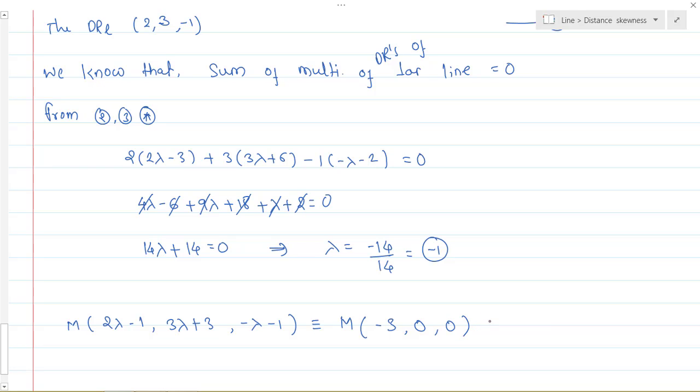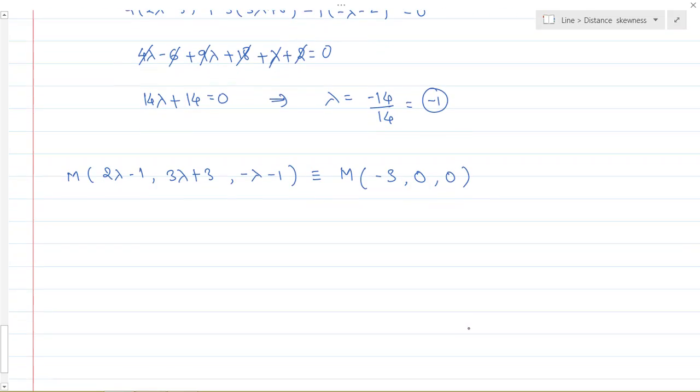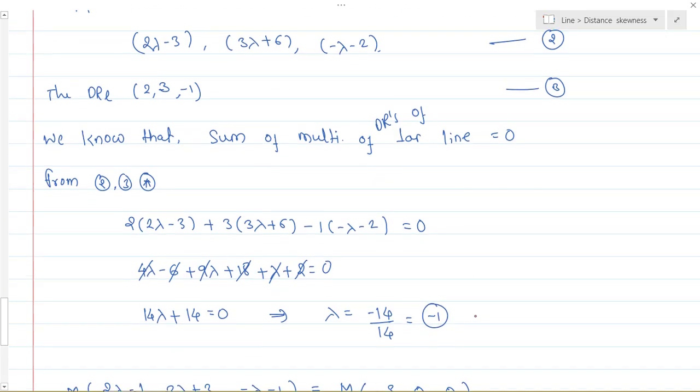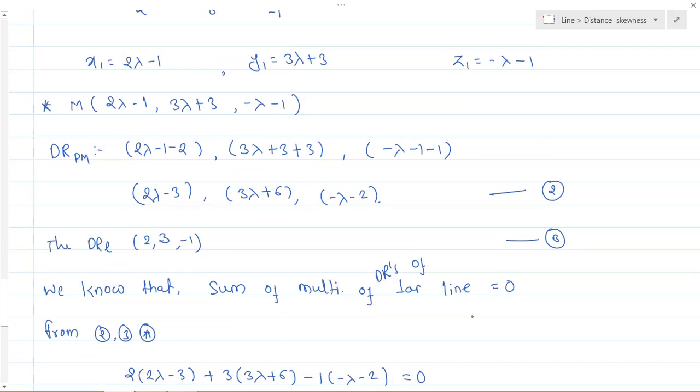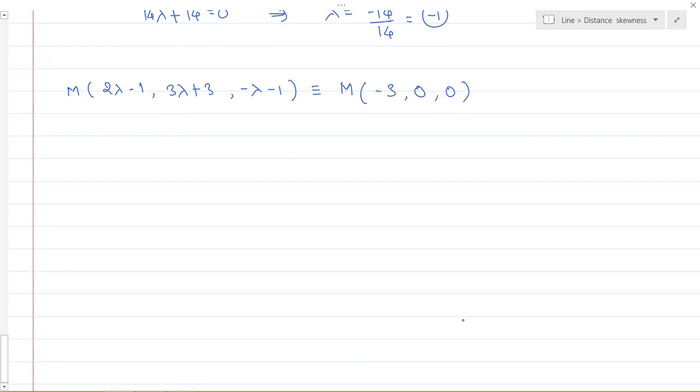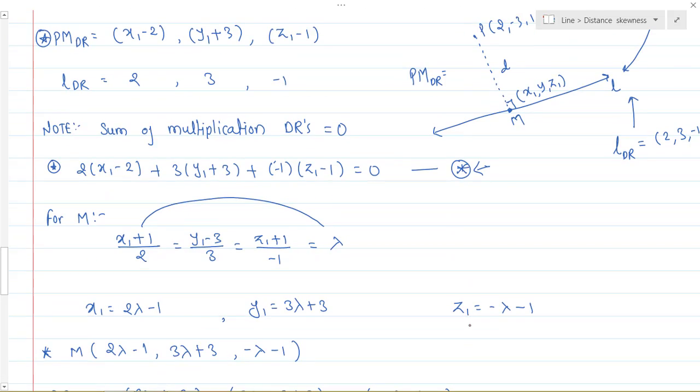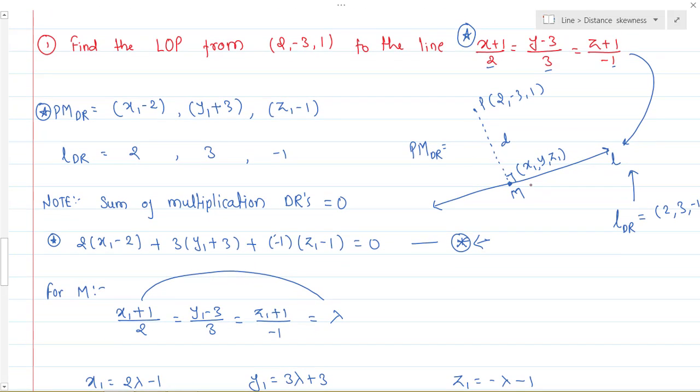Okay, so the coordinate of M becomes what? It is (-3, 0, 0). Okay, so what do we have to find out now? The distance. You know the point P and you know the point M. If you know the 2 points, okay, so let me write these coordinates here. So these coordinates are (-3, 0, 0).